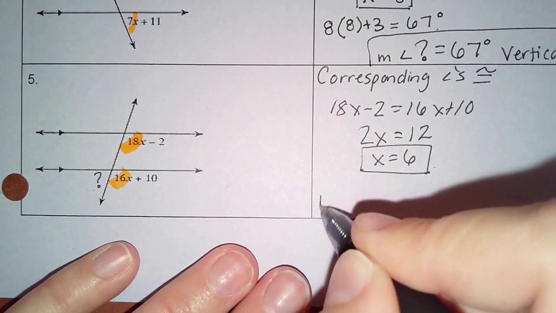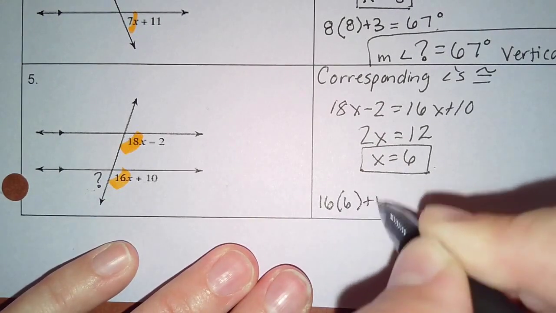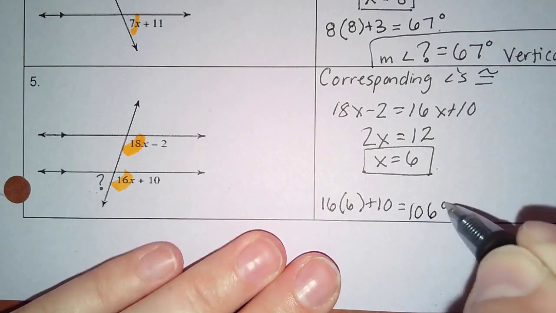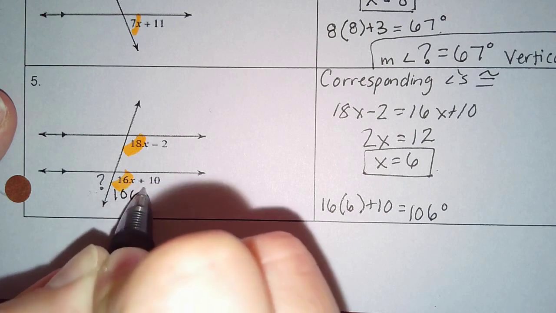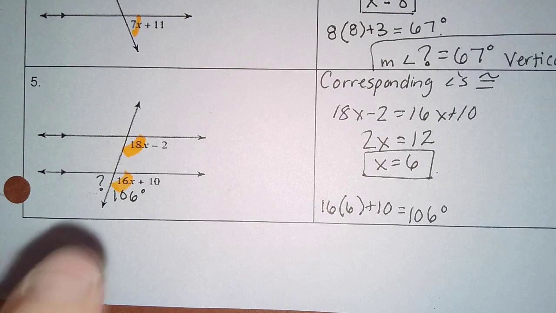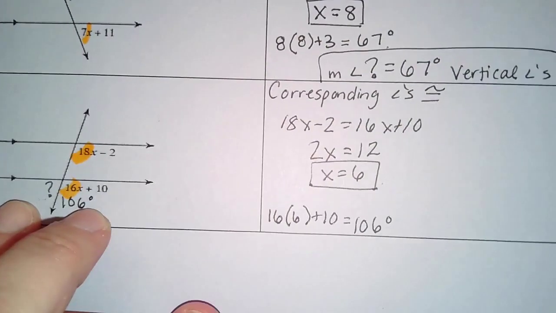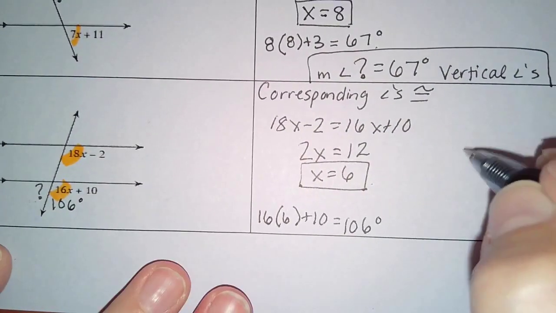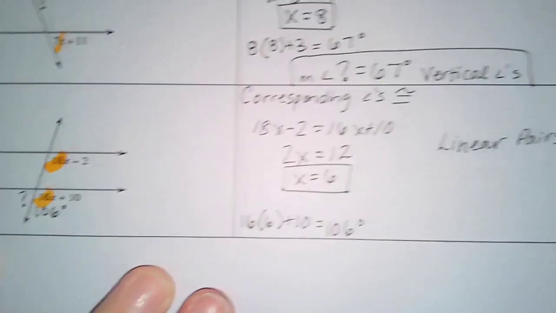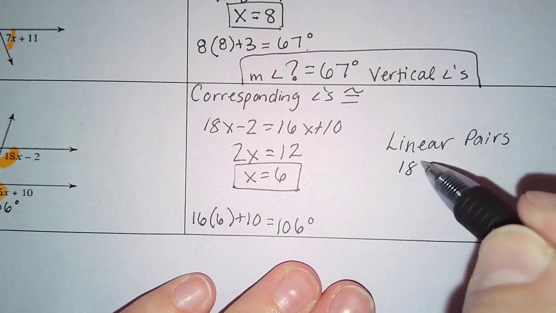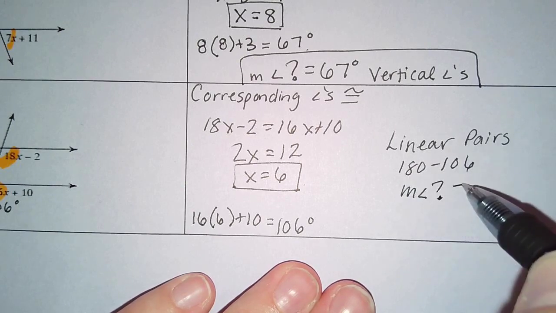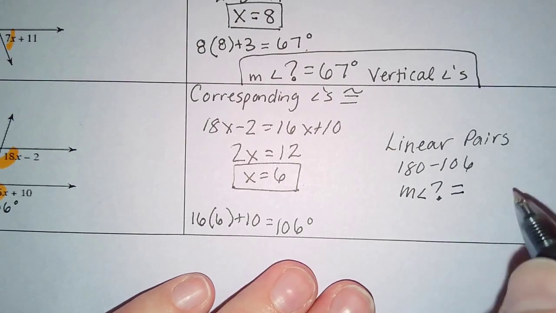So 16 times 6 plus 10 equals 106. So if this angle is 106, now can I find my question mark angle? Yes. My question mark angle and this angle are what? 180 because they are linear pairs. So I'm going to say 180 minus 106, so measurement of question mark angle equals 74 degrees.